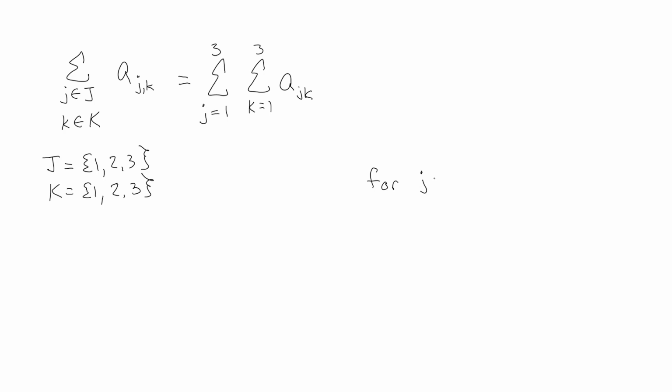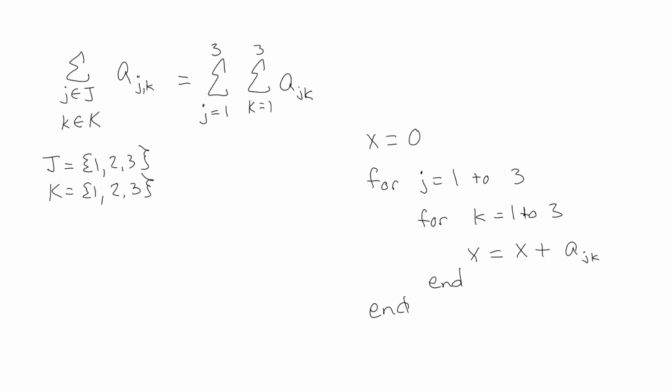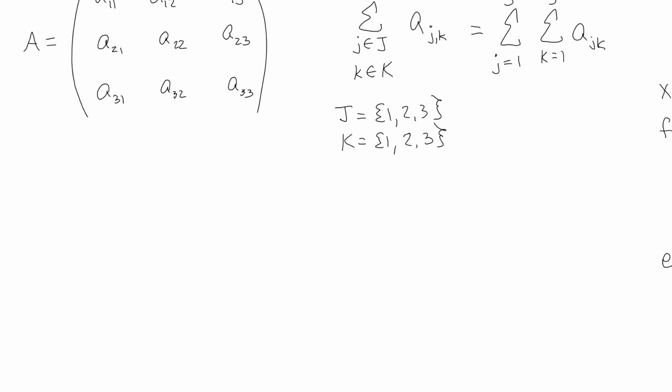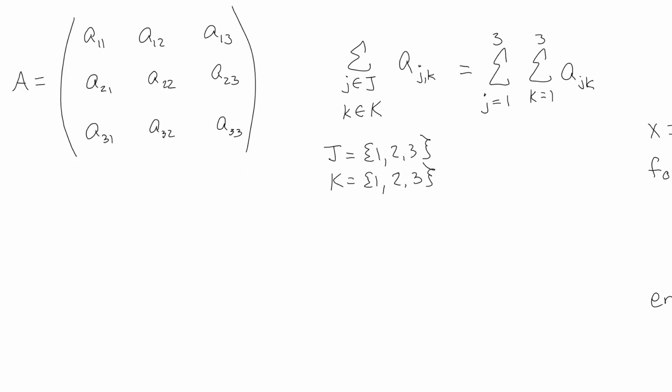So you could say, for J going from 1 to 3, and then for K going from 1 to 3, whatever sum we're currently doing, we would take the previous value of the sum plus the new A sub J K. So that would mean that we would need to start by initializing our x at 0 because we're adding to it, because you want to start at 0 and then add stuff to 0, because 0 is the neutral for addition.